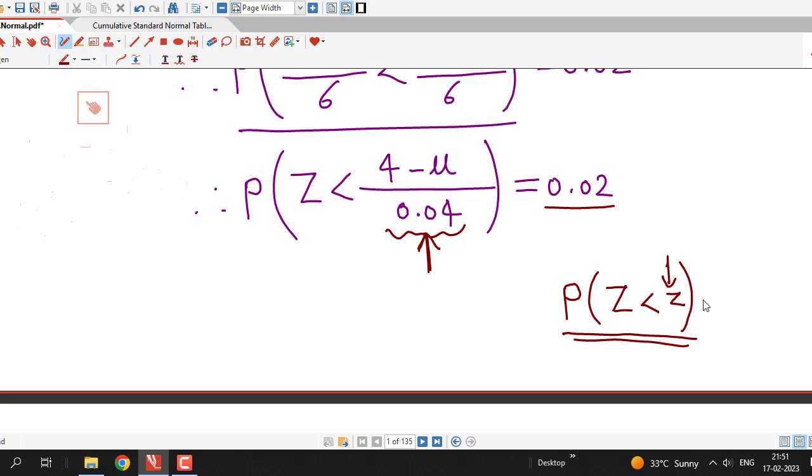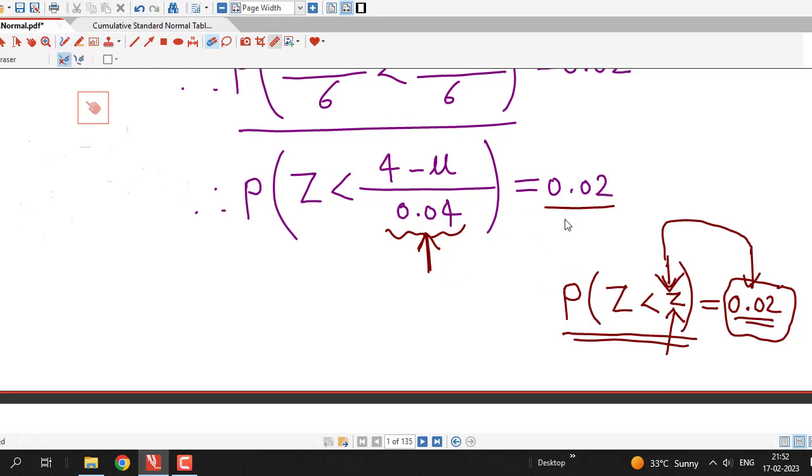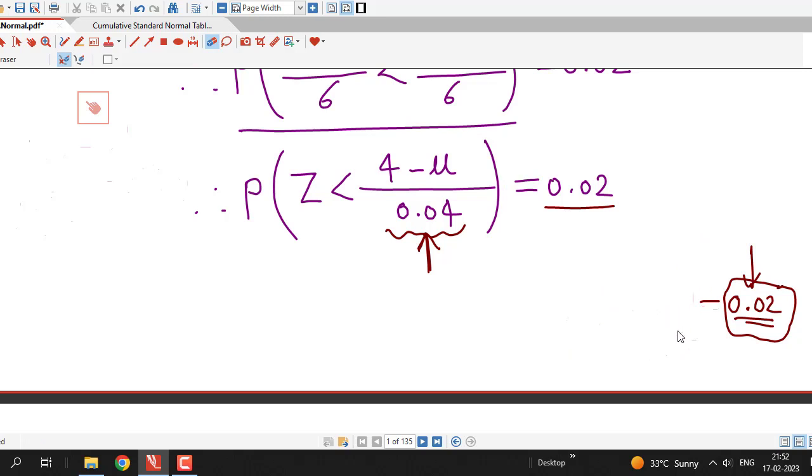So in that table we have to search for this value 0.02. We have to search for 0.02 area, and after searching that 0.02 value of area in the table, we will be able to decide the corresponding value of Z. We have to search in the table for which value of this small z this probability is equal to 0.02. So that is easy to find out.